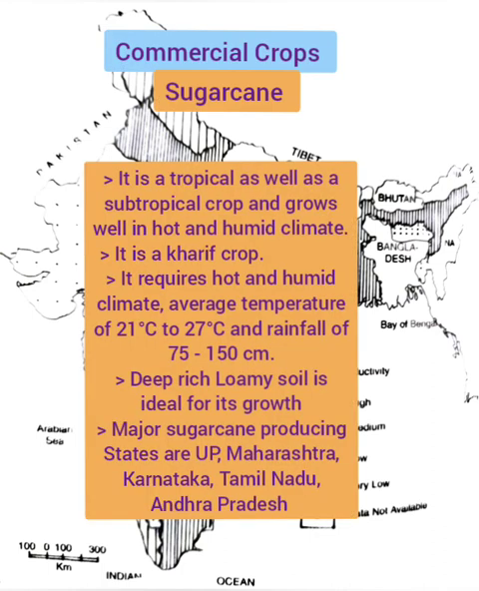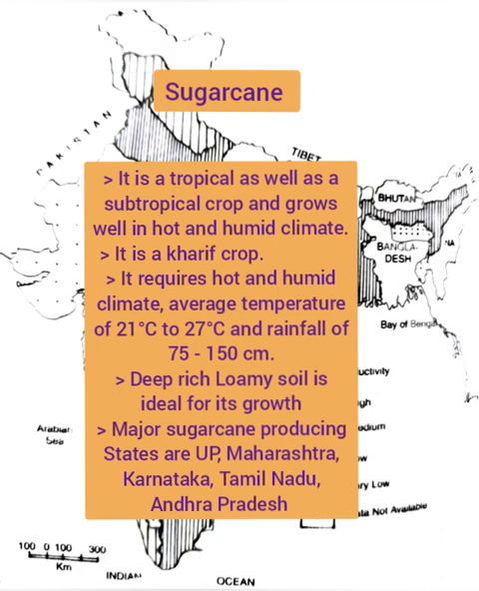Next is commercial crops. These crops are mainly grown for profit making. First is sugarcane. It is a tropical as well as subtropical crop. Grows well in hot and humid climate. It is a Kharif crop.